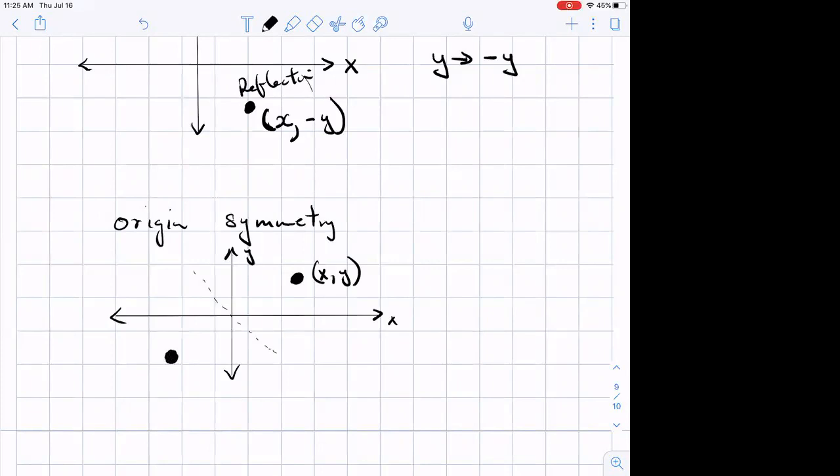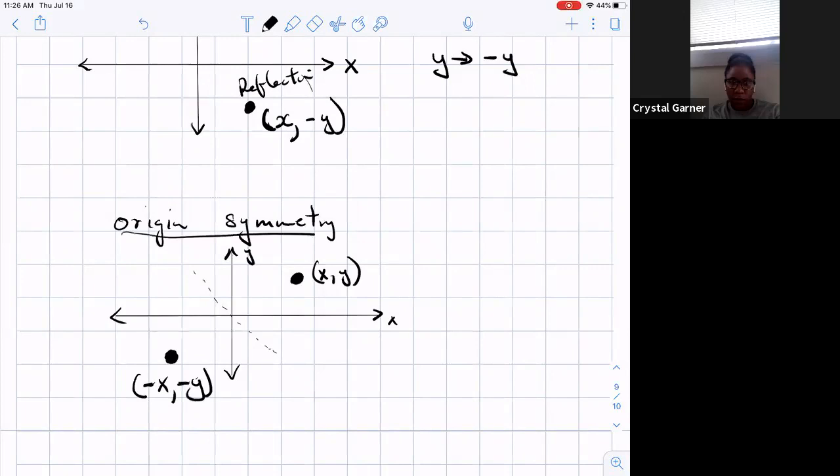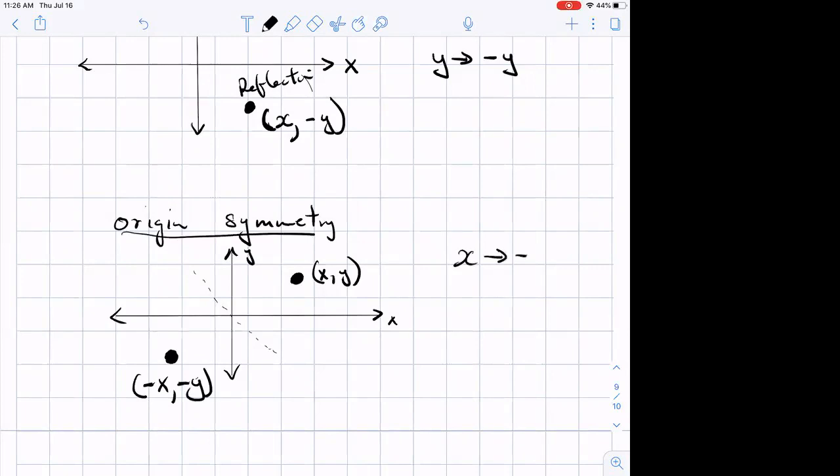Now, is the x value in quadrant 3 positive or negative? Negative. And the y value? Negative. So for origin symmetry, x must be replaced with negative x, and y must also be replaced with negative y. Do you see the difference?